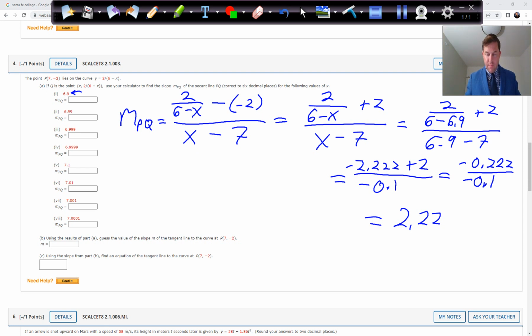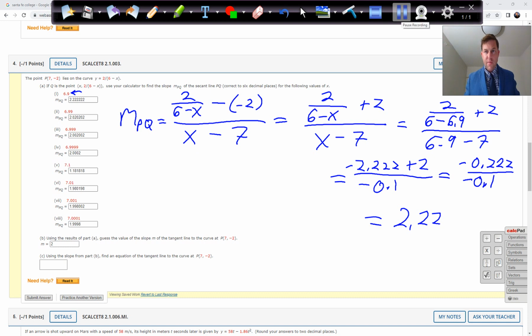Okay, and then let me put in the rest of the answers. If you plug in these other numbers into the same formula, you're going to get a bunch of 2's. They want 6 decimal places, so be careful here. Then when you make 6.99 for x, your slope is 2.0202. At an x value of 6.999, your slope is 2.002. Then 2.0002. If you notice, these numbers are getting closer and closer to 2.